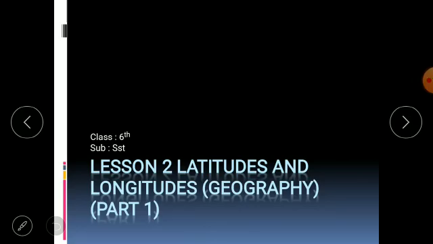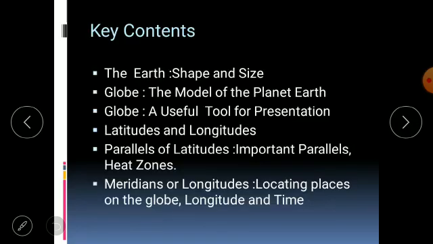Today we will learn lesson 2 of geography, latitudes and longitudes. We will learn about the earth, its shape and size, how the globe is a useful tool for presentation of our planet Earth, what the imaginary lines, latitudes and longitudes, are, which are the important parallels and different heat zones on the Earth, how the meridians or longitudes help us in locating places on the globe and calculating time on the Earth. So, we will learn about all these contents in this chapter today.